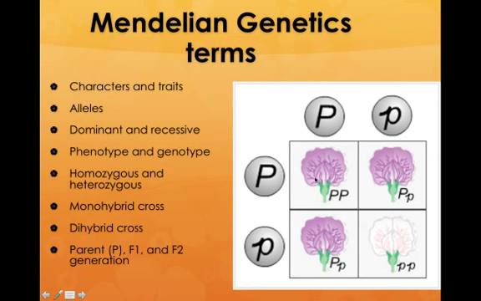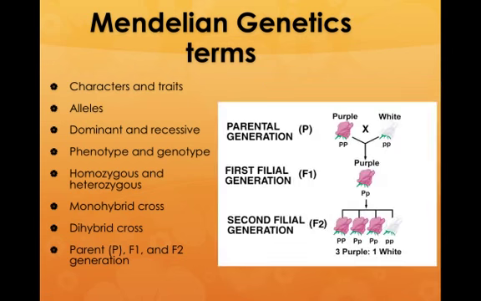This here is called a monohybrid cross because we're only crossing. Actually, this is not a monohybrid cross. I apologize. This is a monohybrid cross right here. We're taking a true breeding purple plant and we're crossing it with a true breeding white plant. The true breeding part, or pure breeding part, means that this organism only has alleles for purple and this organism only has alleles for white.